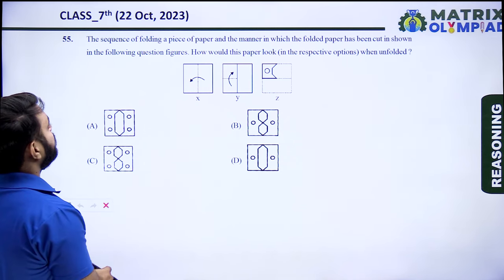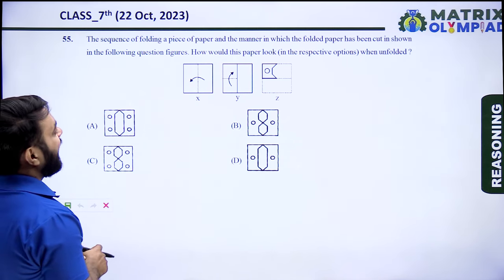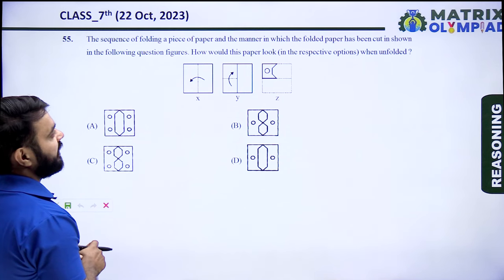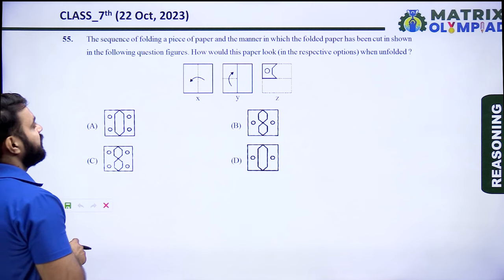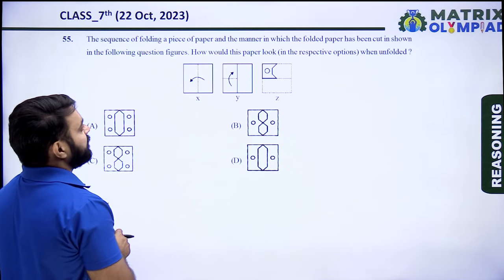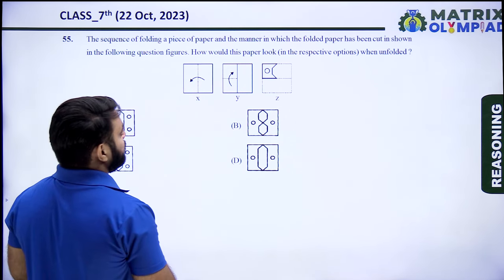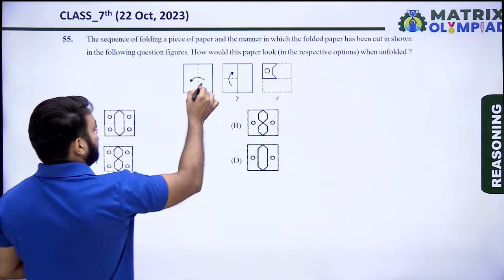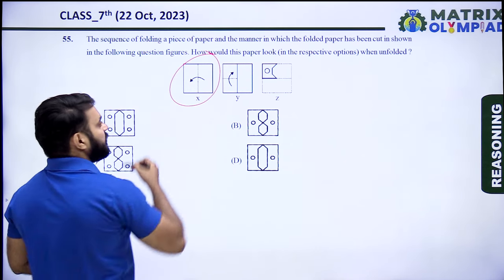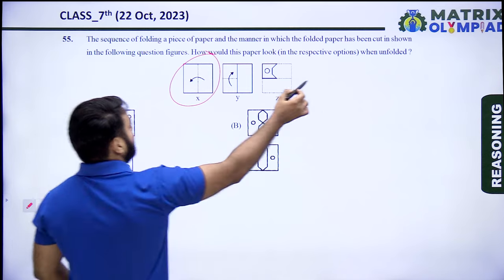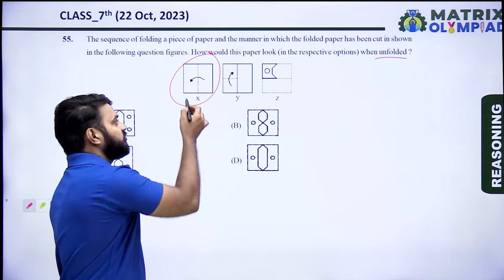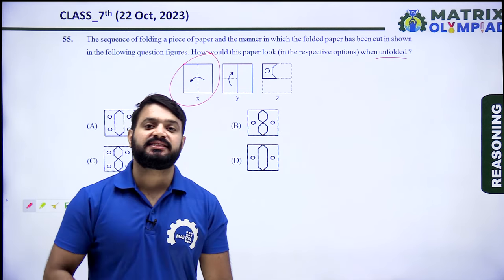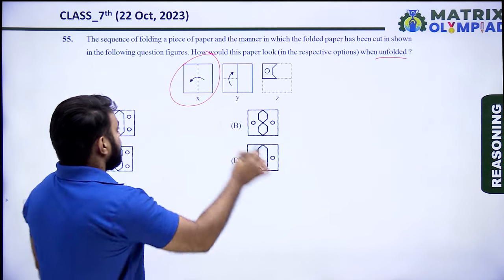The sequence of folding a piece of paper and the manner in which the folded paper has been cut is shown in the following question's figure. How would this paper look in the respective option when unfolded? So find the unfolded figure of paper. So find the image of X, because X represents the unfolded paper.